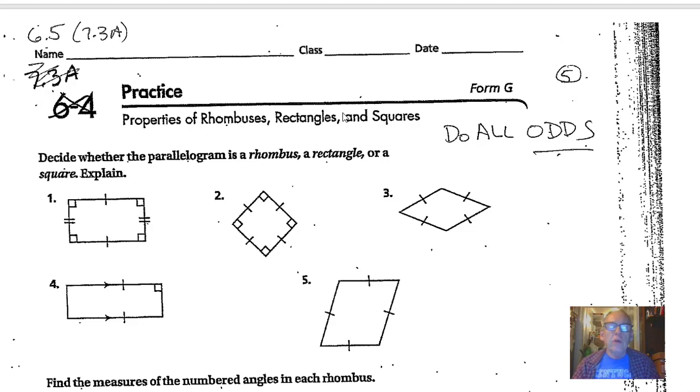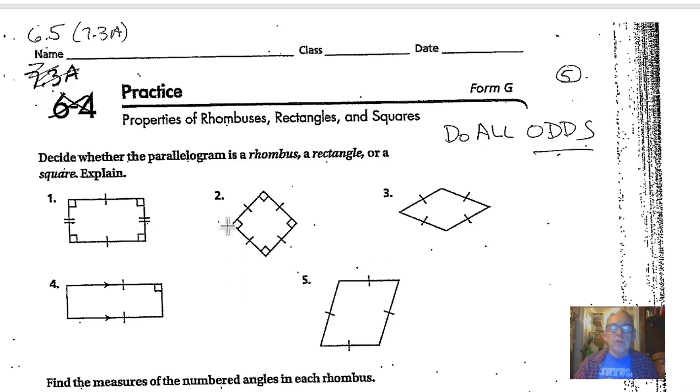Okay, in this video we are going to work on the 6-5, which is a 6-4 practice page from, which geometry was that? From our geometry book we used to use a few years ago. And this is about properties of rhombuses, rectangles, and squares. For these pages, if you want full credit, you need to do all the odds. We'll do some of each, but probably not all of them.